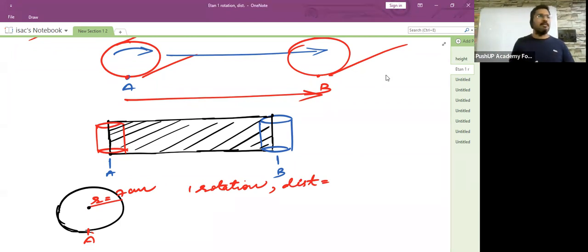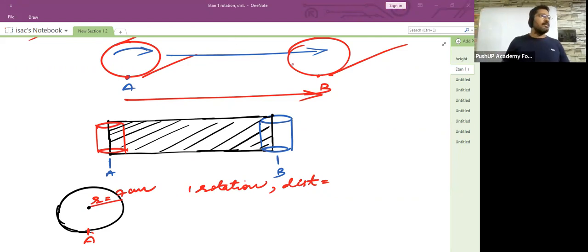Imagine you are riding a cycle. In one rotation, how much would be the distance covered by the wheel? How much it would be? You gave me one definite answer. 14? Okay. Amal is saying 14. You all are saying 14?